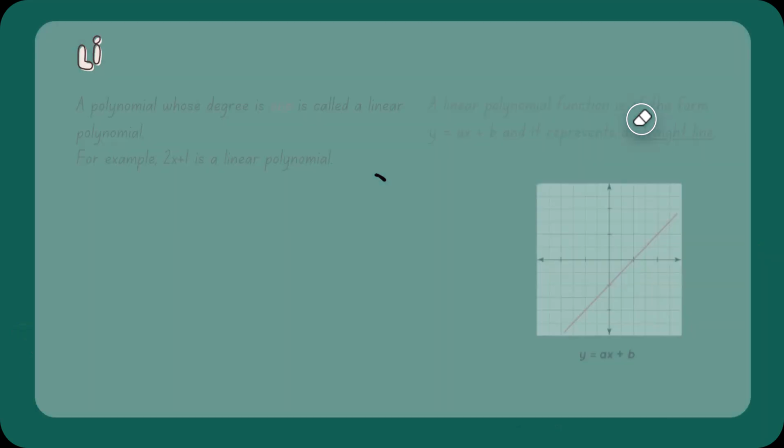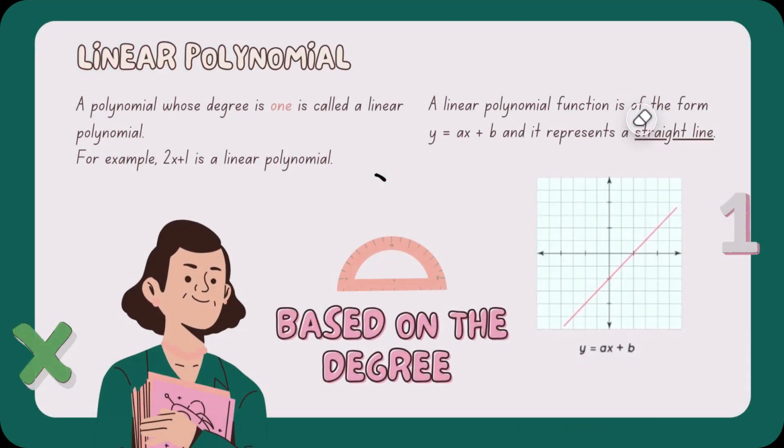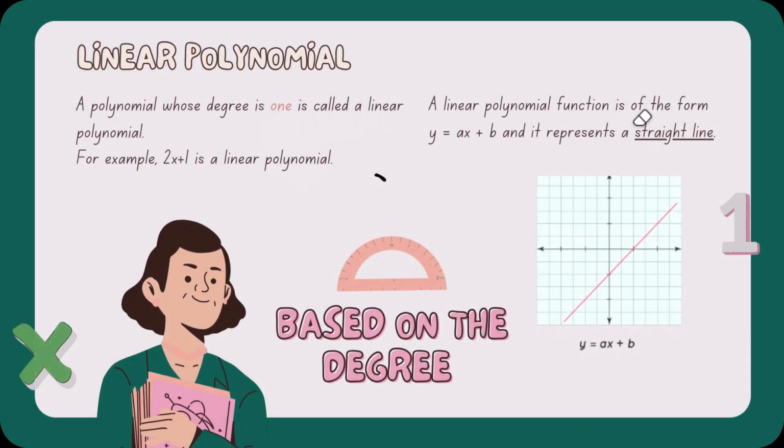Now, what about based on the degree? If the degree is 1, it's called a linear polynomial. What does the term linear mean? It means a straight line, because in the graph, it forms a straight line, okay? So it's called a linear polynomial. 2x plus 1 is a linear polynomial. When the degree is 1, it's a linear polynomial, right? This is how the graph is. And that is the standard form: y is equal to ax plus b, okay? This is the standard form.